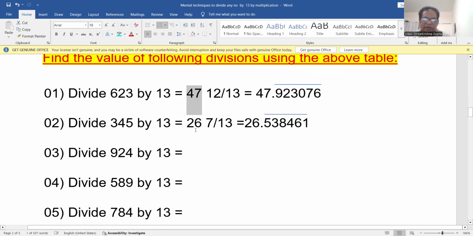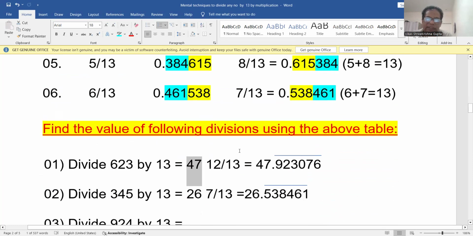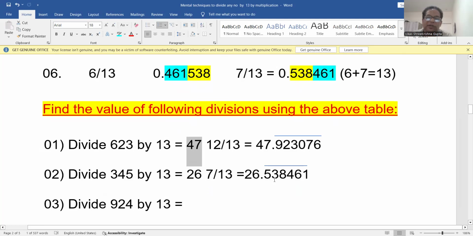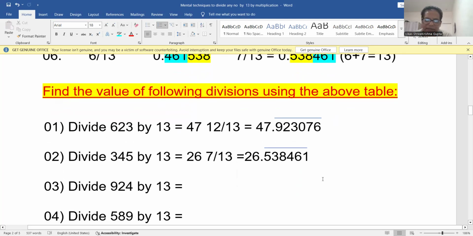In the same way, 345 by 13. Now this is the mixed fraction 26 7 by 13. So 26 is the whole number part, and 7 by 13 is a proper fraction. So what I do, I write the value of 7 by 13. Now 7 by 13 is 0.538461. I know the answer for this from the table, 0.538461. So this is my answer, right?